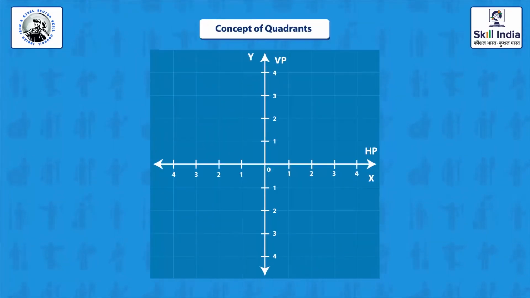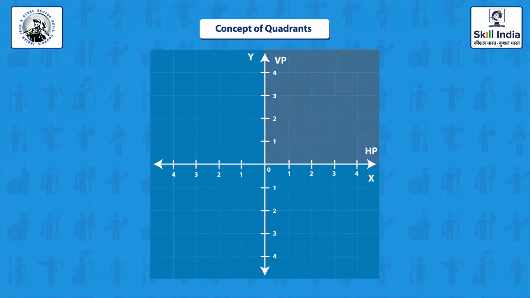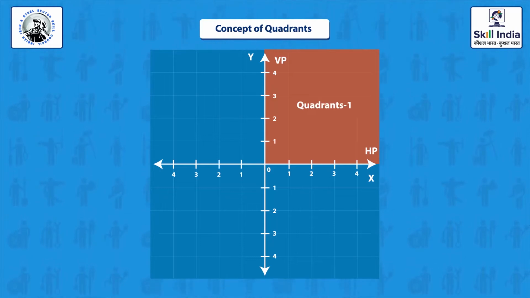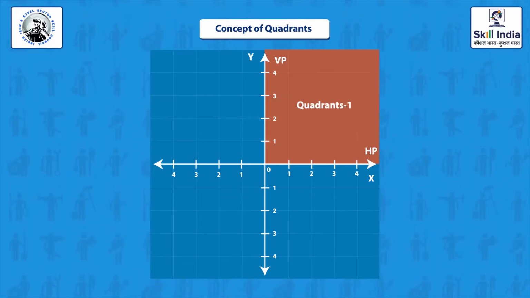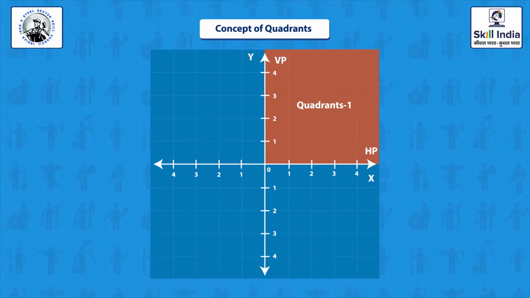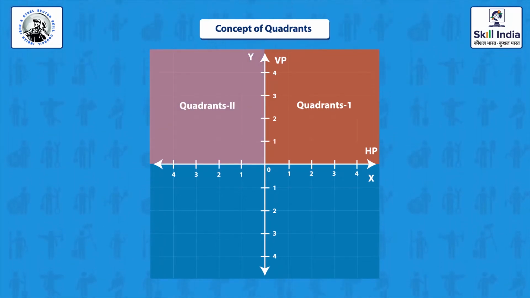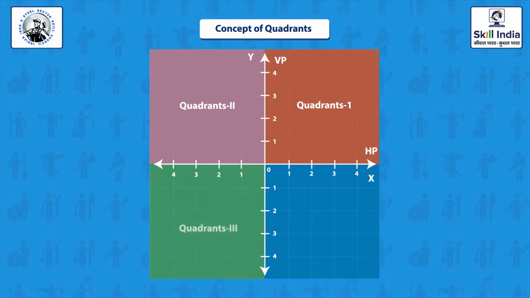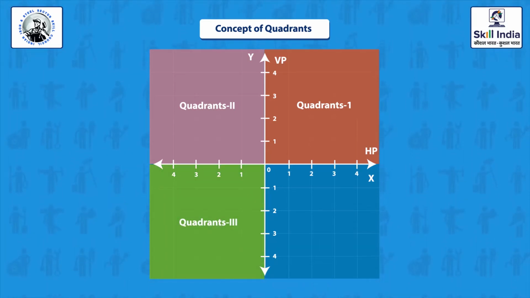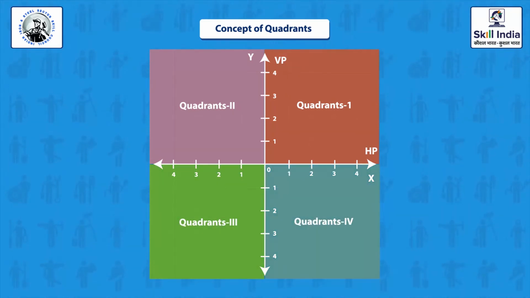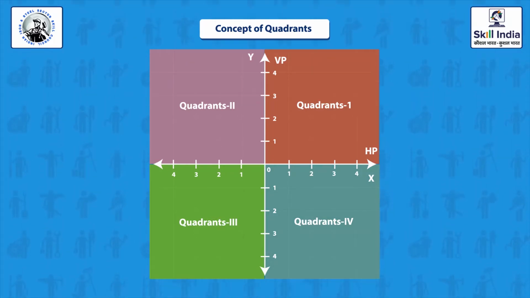You can understand the 4 quadrants as: first quadrant is above horizontal plane, that is HP, and in front of the vertical plane, that is VP. Second quadrant is above the HP and behind VP. Third quadrant is below HP and below VP. Fourth quadrant is below HP and in front of VP.